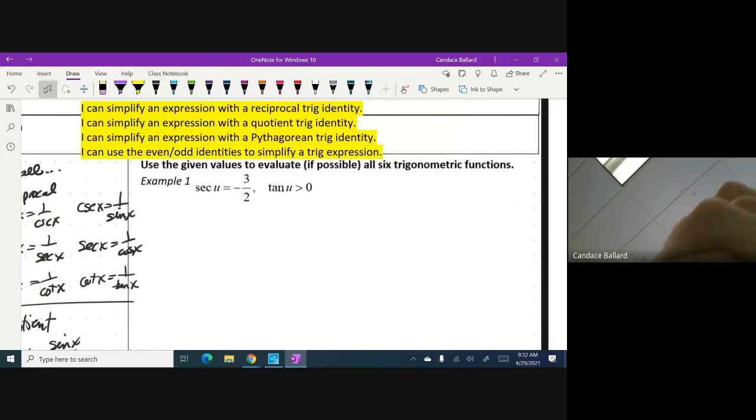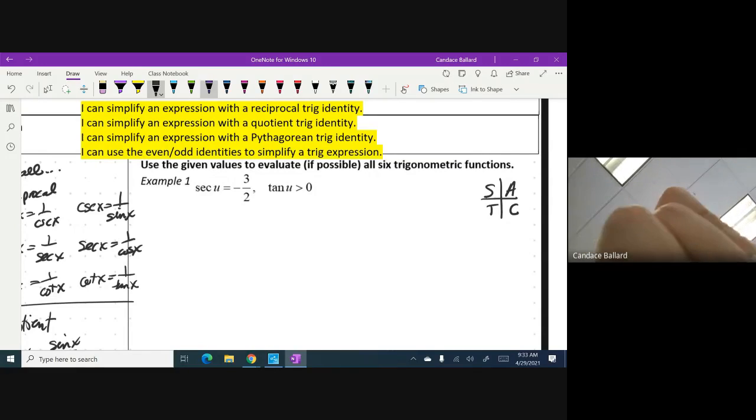The very first thing I do is identify which quadrant I'm in. I always write all students take calculus to help me identify which quadrant I'm in. I'm going to need your help because I've done a lot of talking and you all haven't yet today. I know that my secant is negative. According to all students take calculus, quadrant 1, quadrant 2, quadrant 3, quadrant 4, which 2 quadrants is the secant negative in?